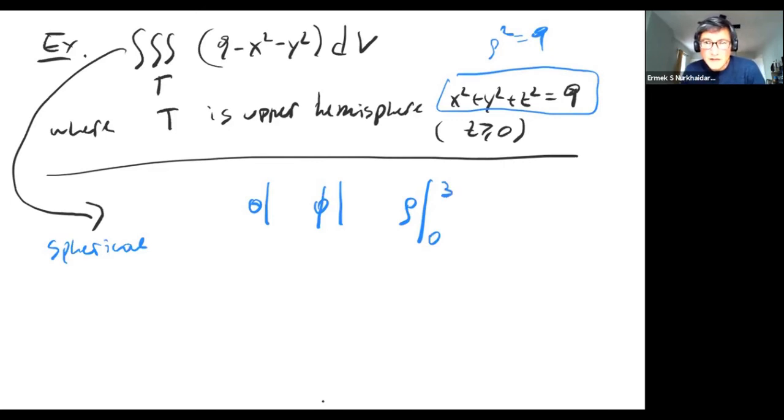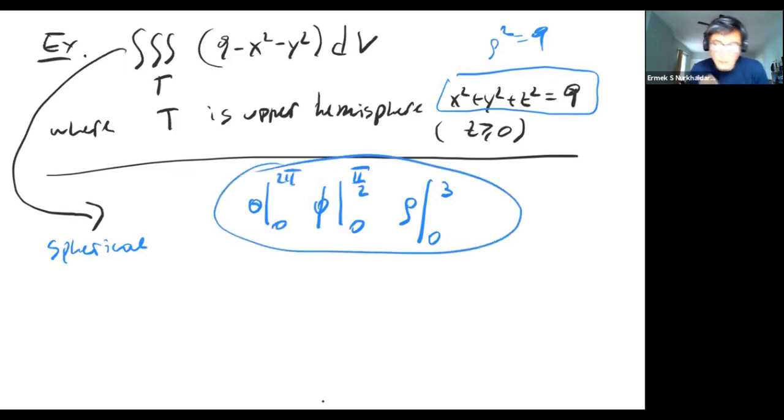Because we are working in the upper hemisphere, we cannot go below the xy plane. So starting from the z-axis, we can go only down this much, so at most our angle phi is going to be pi over 2. And theta, we're allowed to do a full rotation for x and y, so 0 to 2 pi. So those are going to be our limits for spherical.